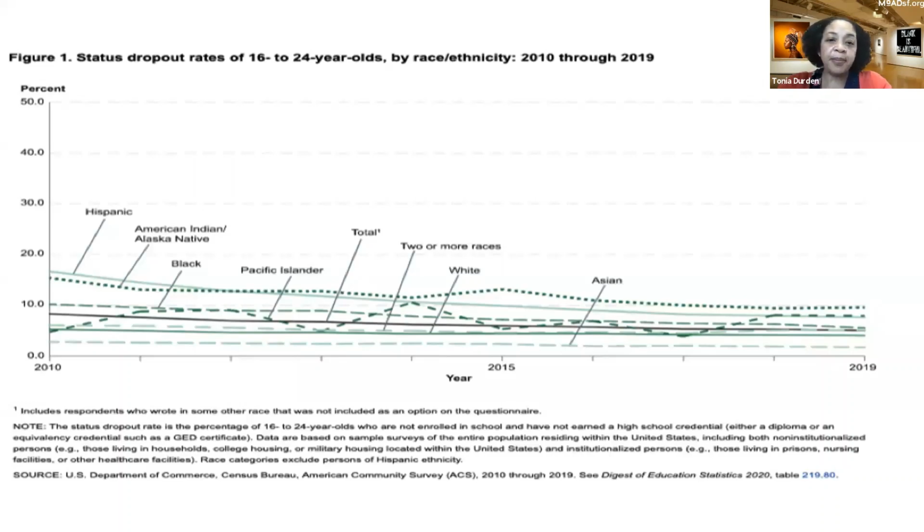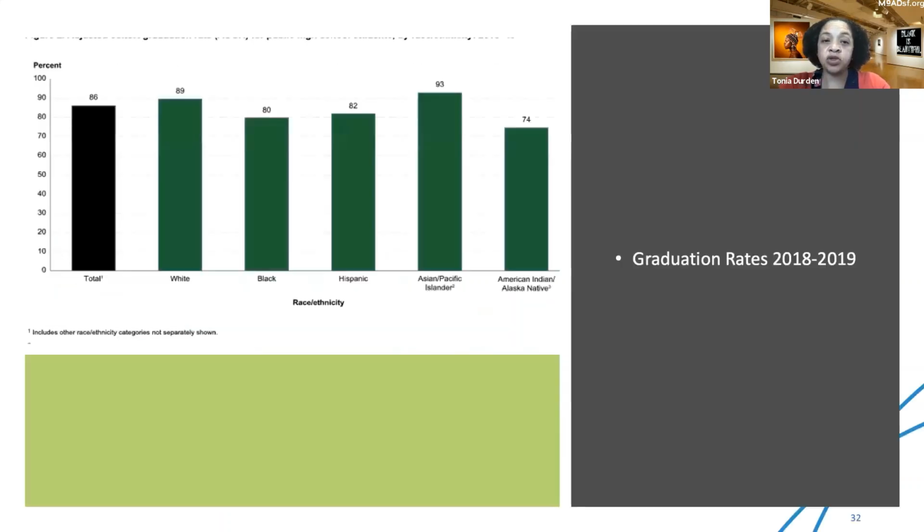Now let's look at the dropout rates. As you can see, the dropout rates have declined in the past almost 10 years or so. You can go to the next slide. And these are the graduation rates. So we had the dropout rates, and these are the graduation rates. The graduation rates are the highest for Asian Pacific Islander, and are the lowest for American Indian, African American, and Hispanic. So again, we must take a look.